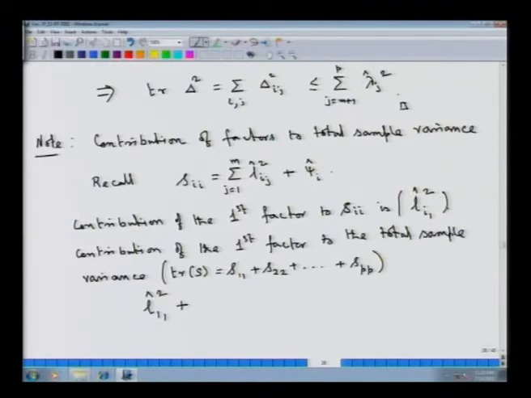Similarly, the contribution of the first factor to S22 would be given by this expression, L21 hat square, and so on up to the contribution of the first factor on the pth component, that is Spp, which would be given by this particular term. So, this is the total contribution of the first factor to the total sample variance, which is given by the trace of S, the summation of S_ii, i equal to 1 up to p, is this particular quantity. Now, it is interesting to see what this term is actually equal to.